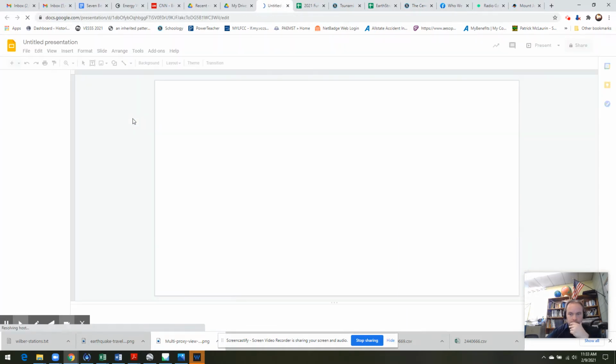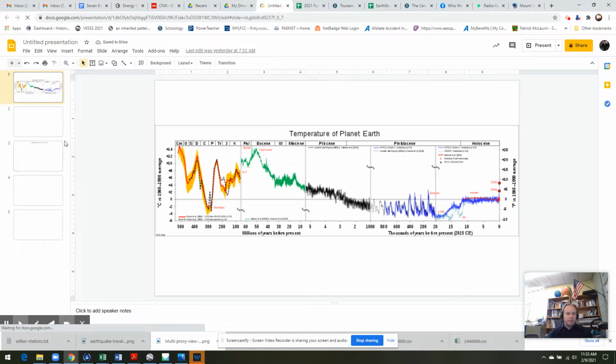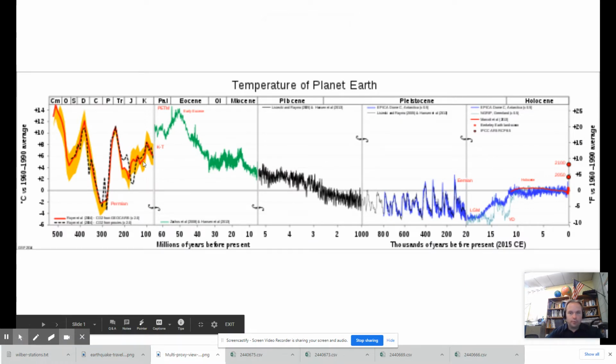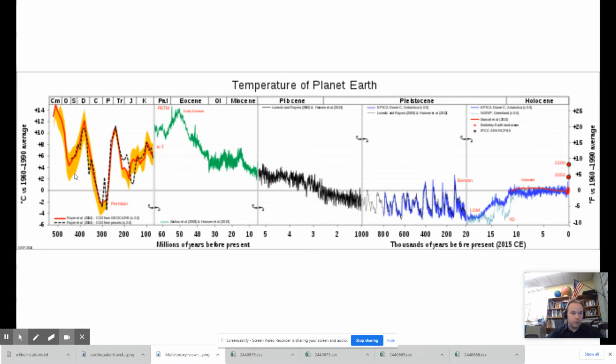Now, I did go over with the other group just some basics. This slide, the other two groups, this is looking at temperature change over the course of the Phanerozoic eon, from the beginning of the Cambrian period, almost 600 million years ago, to today. And of course, as you go back in time, the resolution becomes more coarse. But you can see what climate was doing.